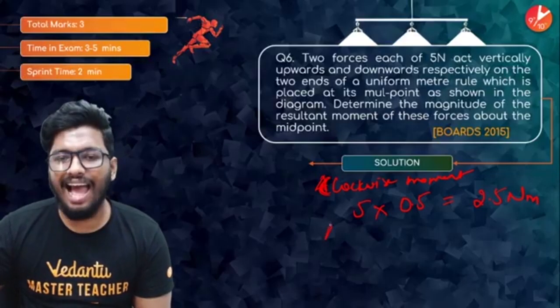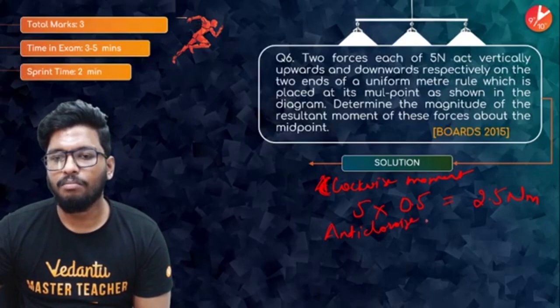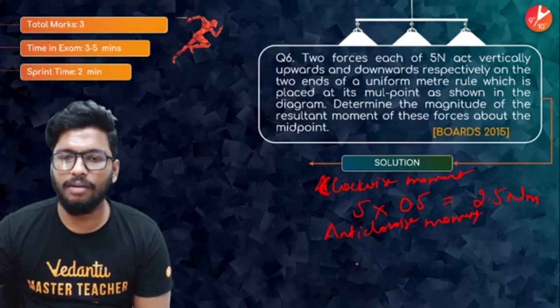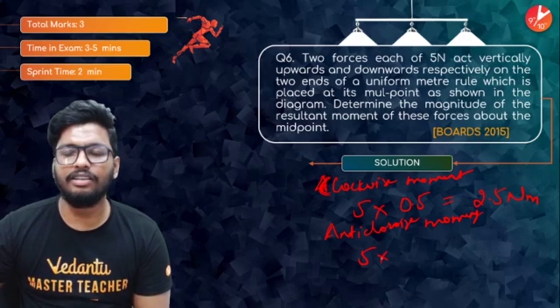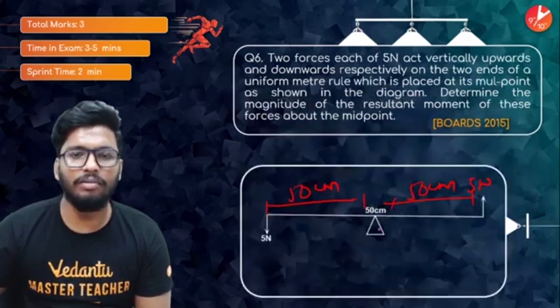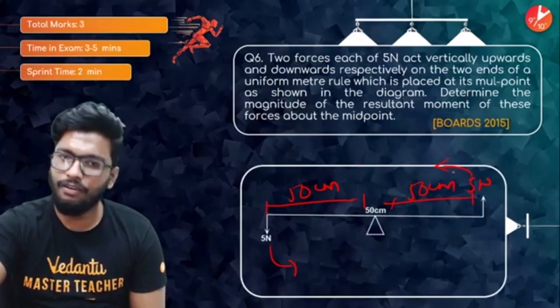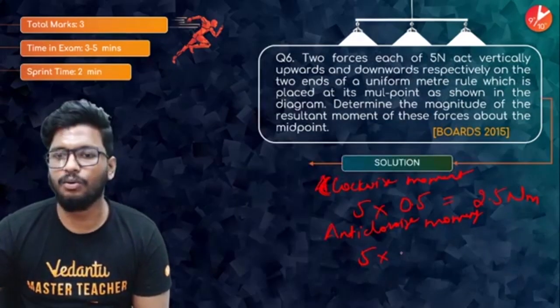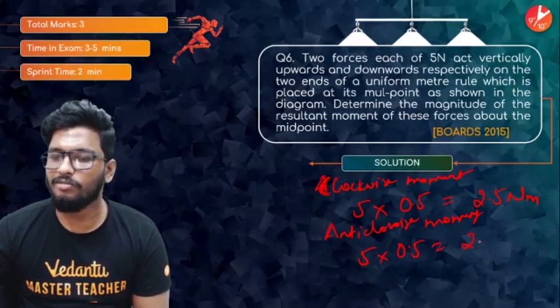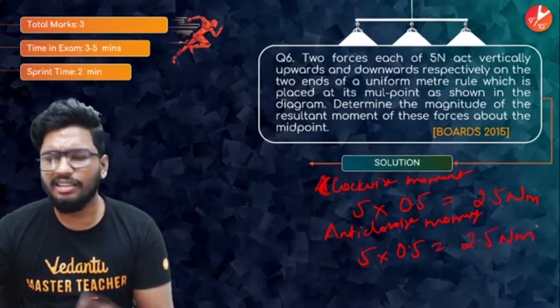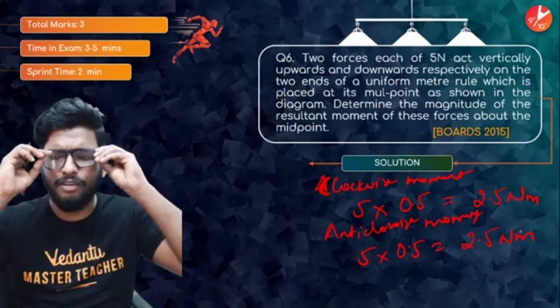Now, to find the anti-clockwise moment, what would be the formula? Once again, force into perpendicular distance. Force is 5 Newton. So the anti-clockwise moment is nothing but this one. Once again, it's 5 into 0.5. The distance is also the same, so it means 2.5 Newton meter itself.